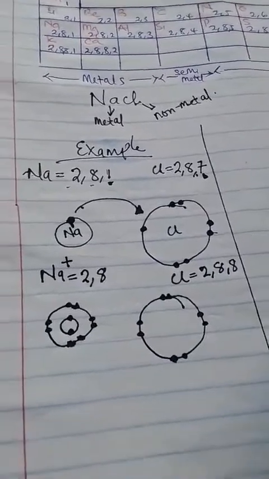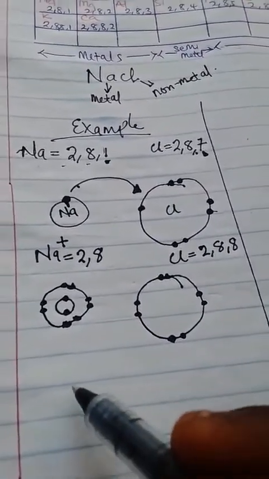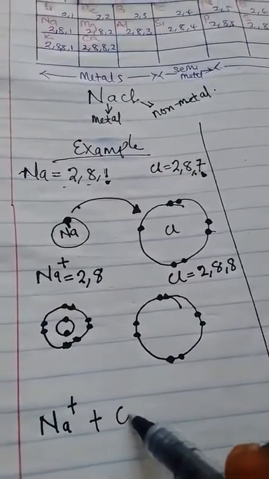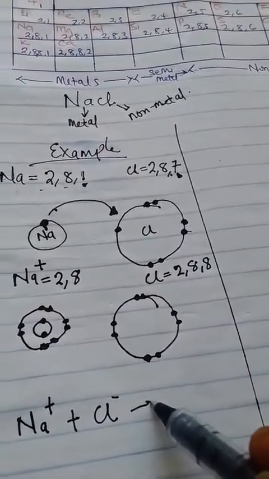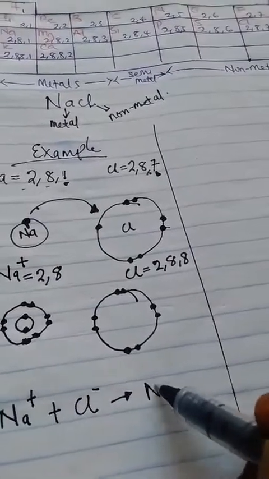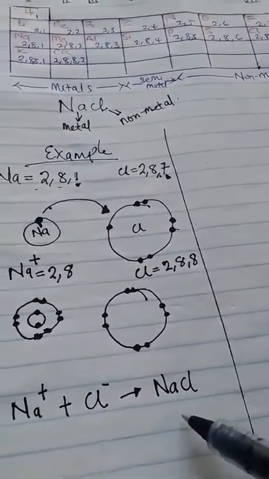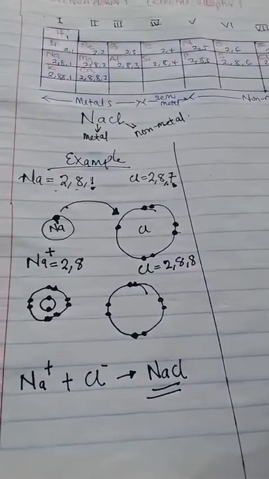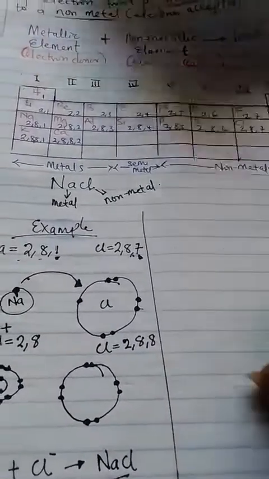So now to write the formula of the compound, you have sodium Na plus and then 1 chlorine Cl minus to give you what we call NaCl. So that becomes the formula of the compound. So that is the ionic bonding between sodium and chlorine. Let's go to another example.